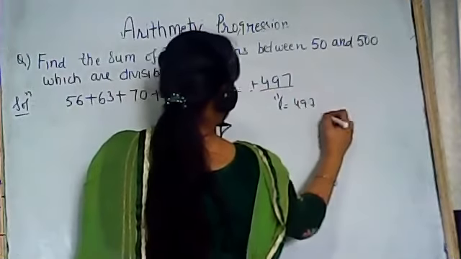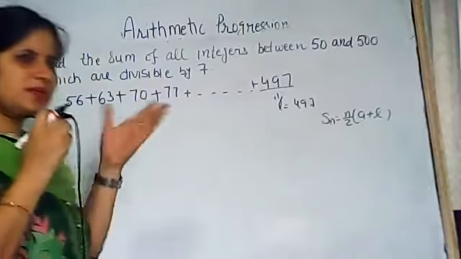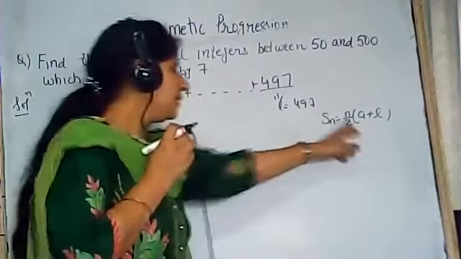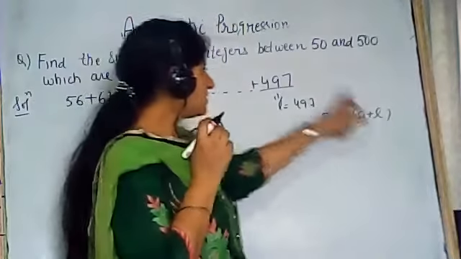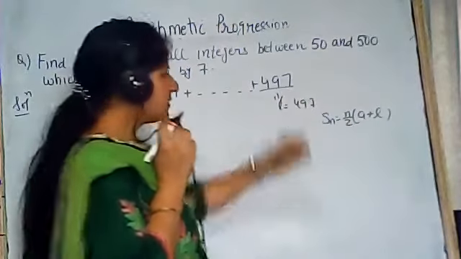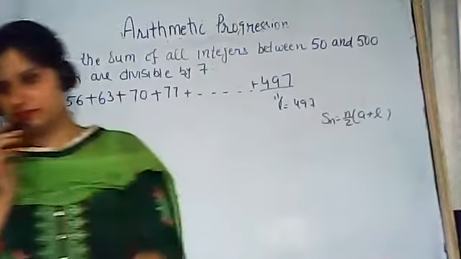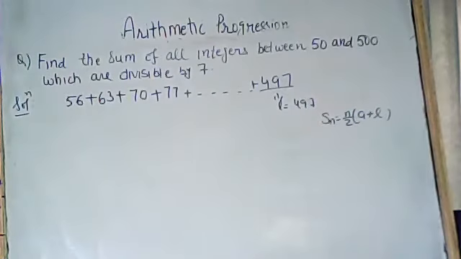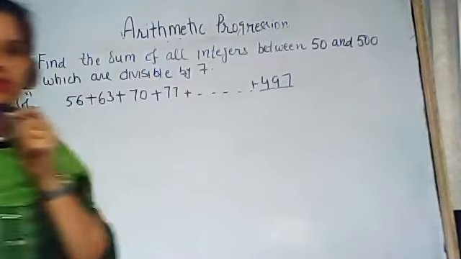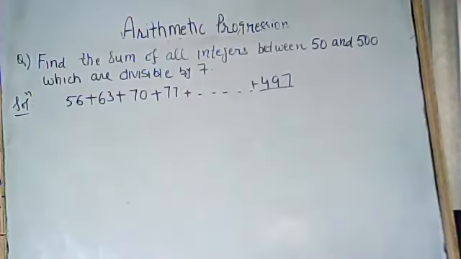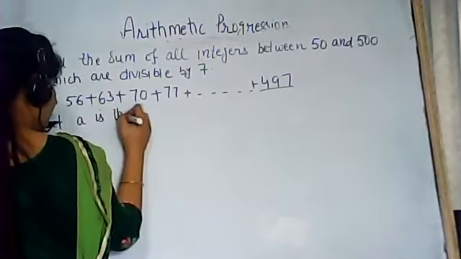So whenever the last term is given, what is the formula? n by 2 into (a plus l). Recently, we have simplified this example. a is the first term, which is equal to 56. The last term is already given, which is equal to 497. To calculate the sum, firstly we need to calculate the value of n. So what is our next step? First of all, we shall calculate the value of n so that we can find the sum of this particular series. So let us start with the simplification.